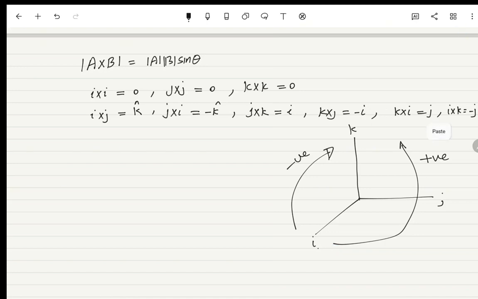A physical example of vector product is torque. Torque is defined as R cross F.